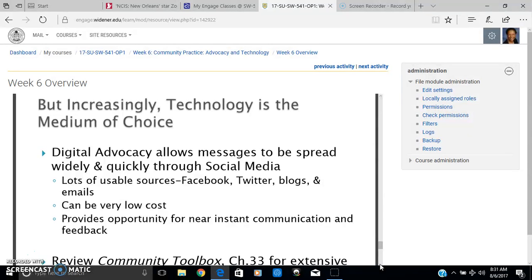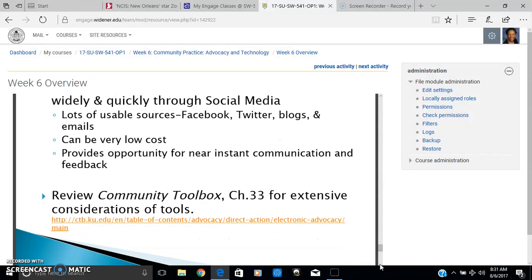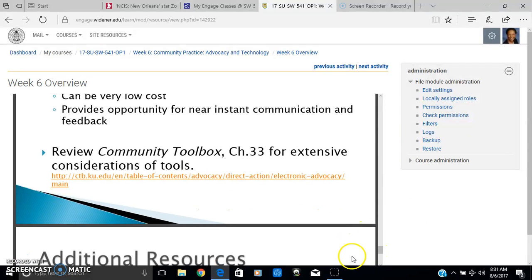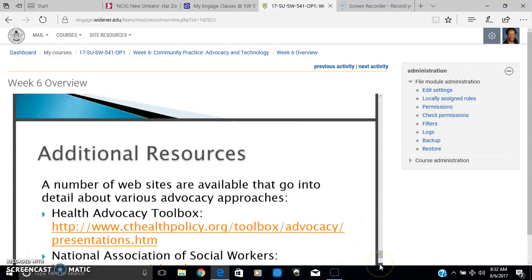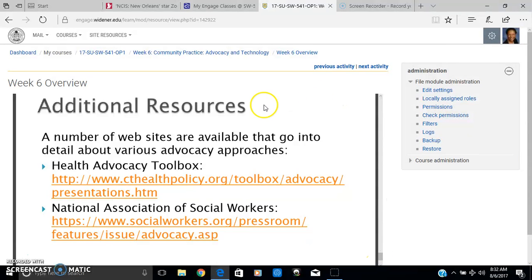Technology, however, cannot be ignored. And while everyone's not on Facebook these days, many people are on Facebook. So we need to understand how we can use Facebook, Twitter, blogs, emails to get the message out. They are low cost, they're instant, and they reach a whole lot of people. So what are some of our additional resources? These are some websites that can help in terms of advocacy.